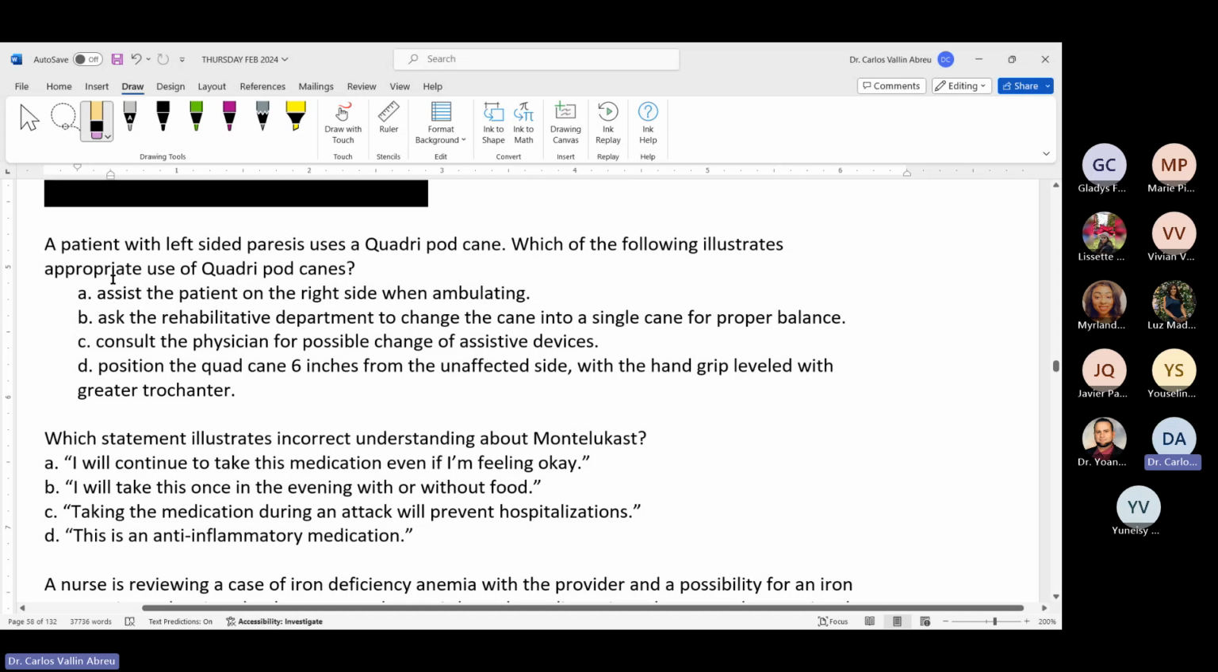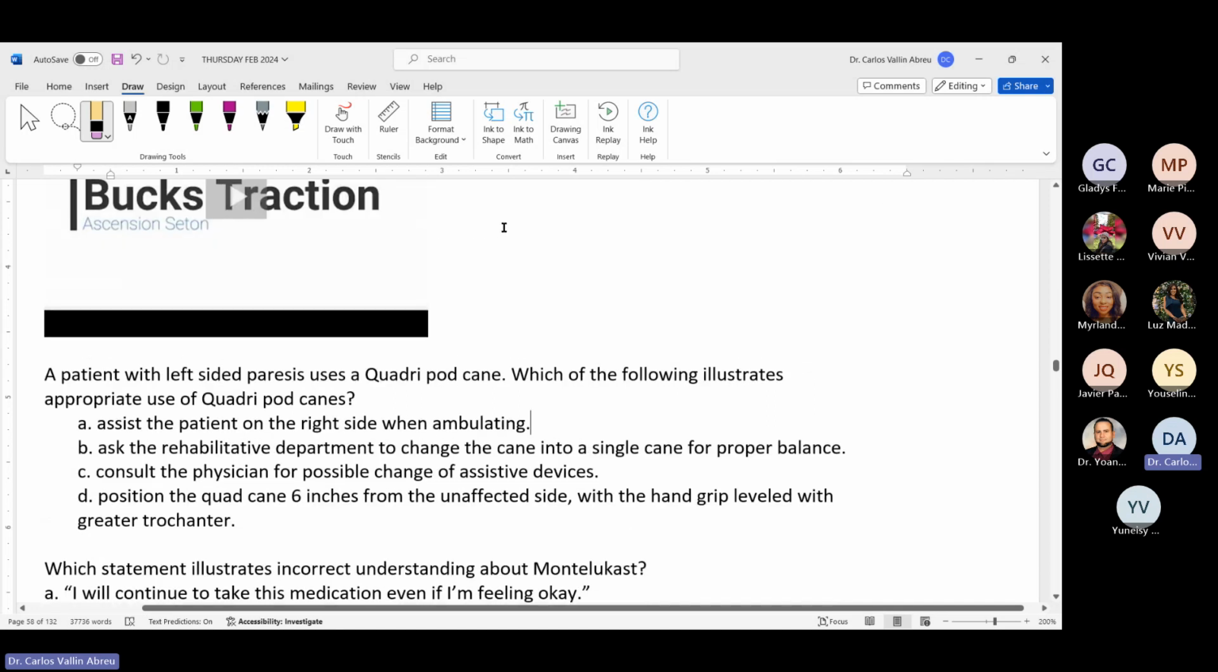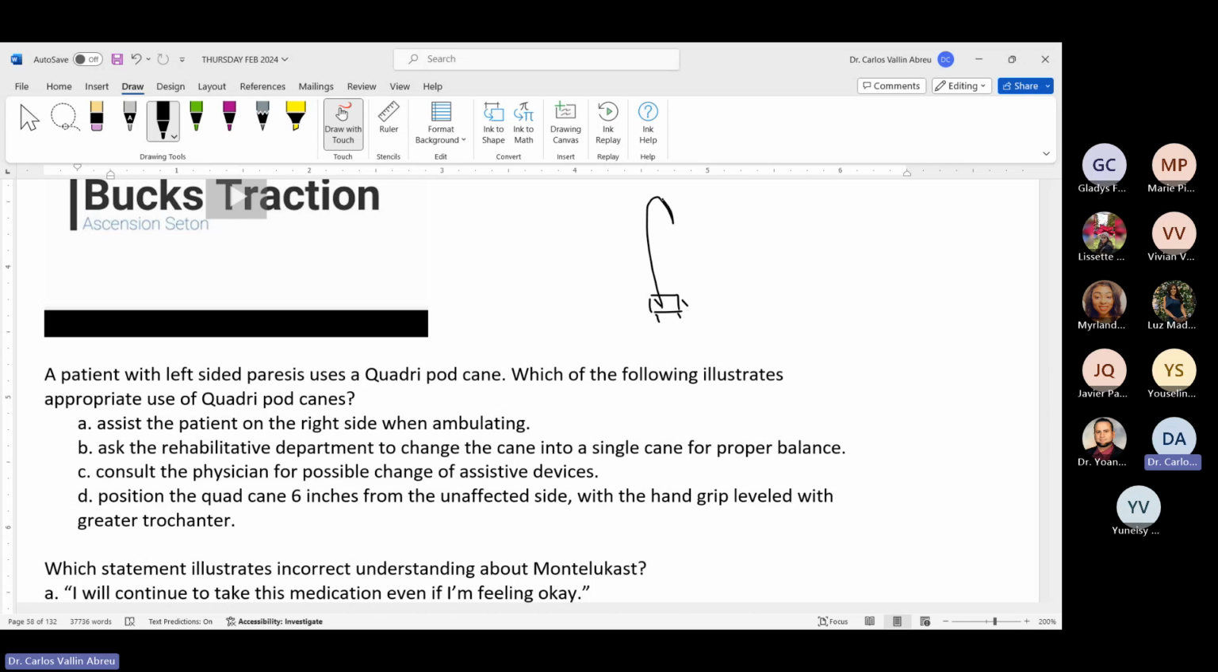A client with left-sided paresis, so weak on the left side, uses a quadripod cane. Quadripod canes have a tip with four little legs, and are more stable for the client. I think that you've seen them. It's very frequent to see clients that have an important difficulty using this kind of cane.